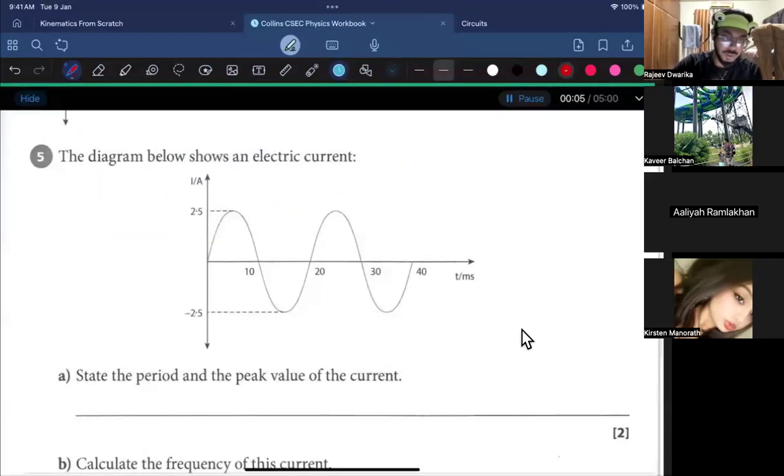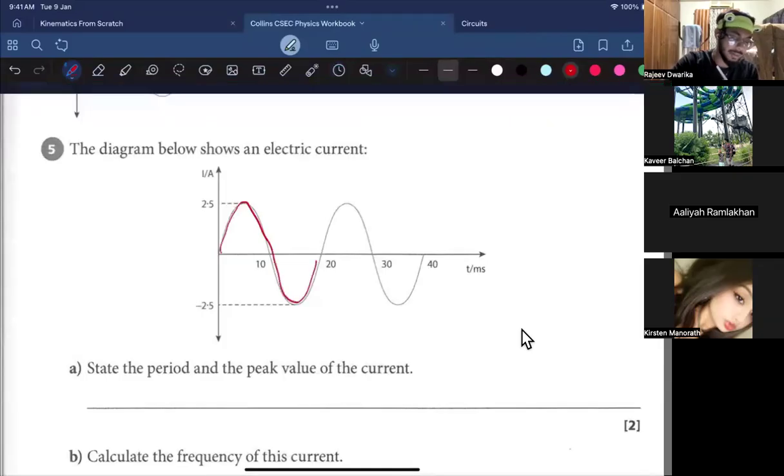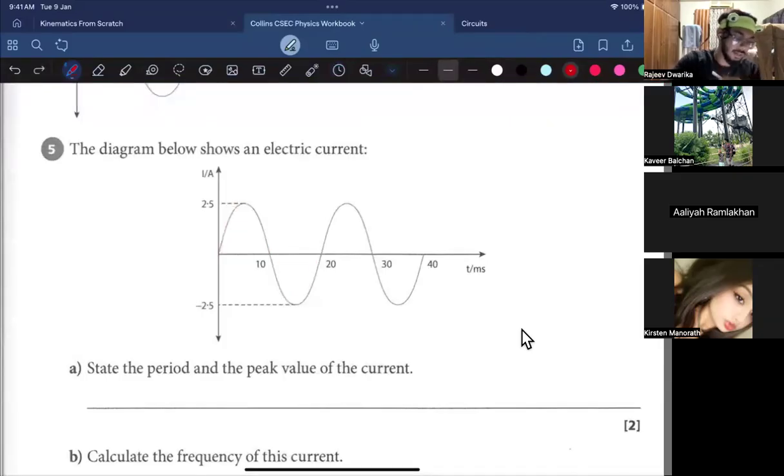Right. So the diagram below shows an electric current. So the sine wave goes up to 2.5 and it goes down to minus 2.5. Right? So the peak is 2.5. And the period, what is period? Period is the time it takes for one full oscillation.